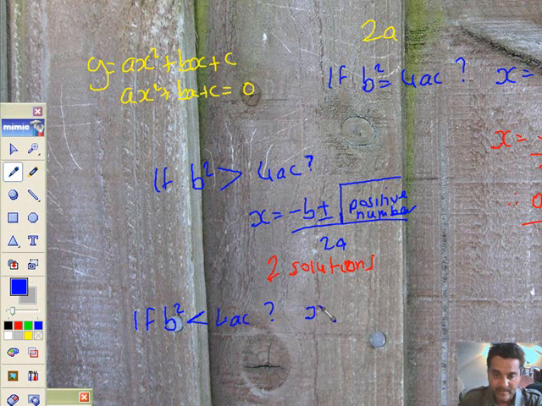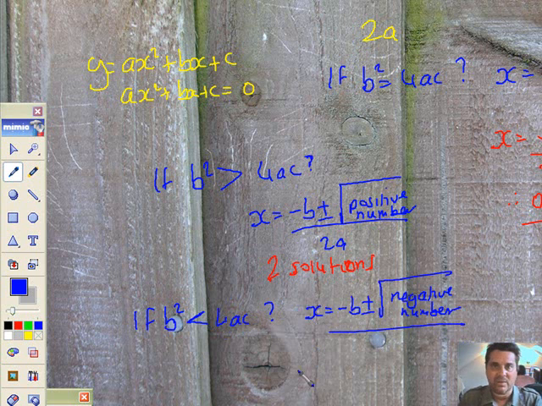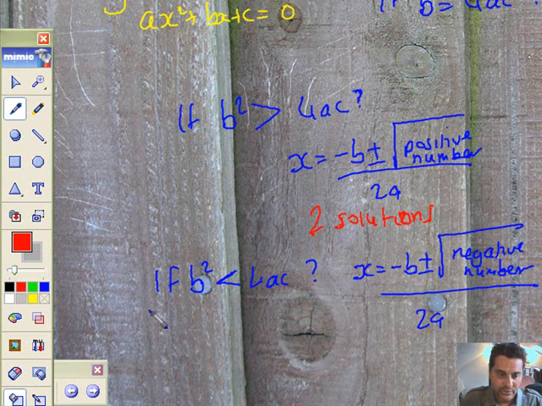Look at this picture then. X is going to be minus b plus or minus the square root of a negative number. Well, if b squared is less than 4ac, when you calculate it, you will get a negative number. And when you try and press the square root button, the calculator will give you something like error or something like that. So what's going to happen there? No solution.